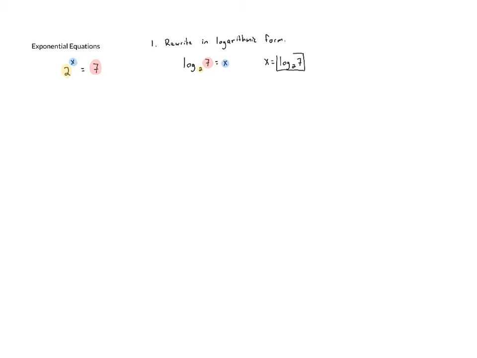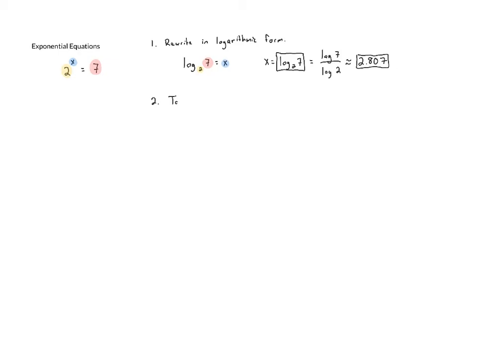However, if we're asked for an approximation, because we want to have an idea of what the value of this is approximately, we can use the change of base formula to rewrite this as log of 7 over log of 2, or even natural log of 7 over natural log of 2. Either way, it doesn't matter. When we use a calculator to get an approximate answer, we should get 2.807 either way.